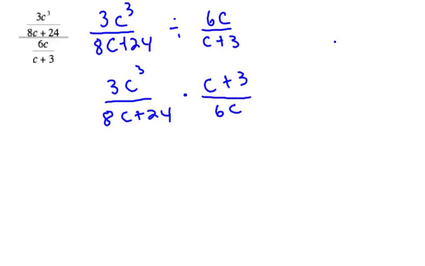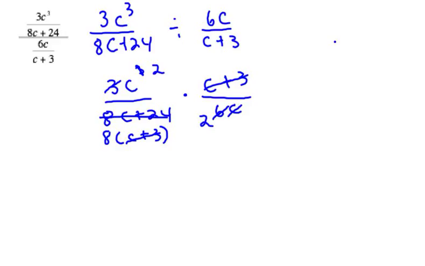So now I do need to factor this one to see if I have anything that can cancel. So that has a common 8, and that leaves me c plus 3. You can rewrite it as a new step if you want to. And now I can see that I have a common c plus 3, which will divide out. This 3 divides into that 6 2 times. This c divides into c cubed.